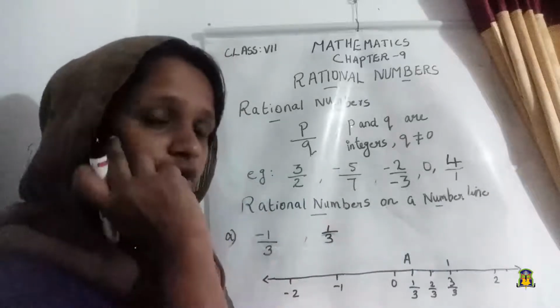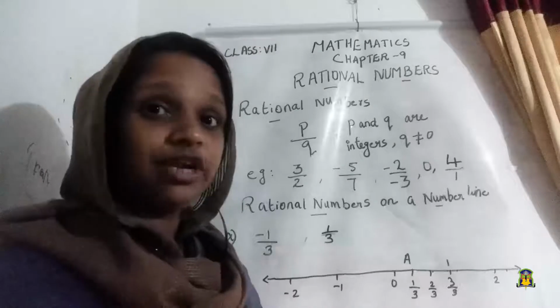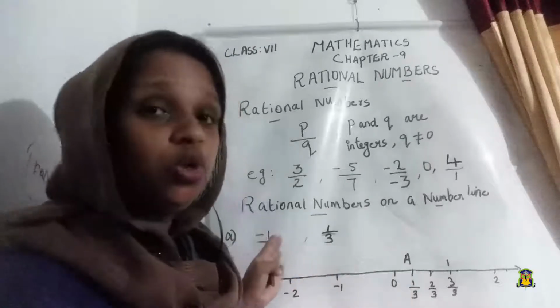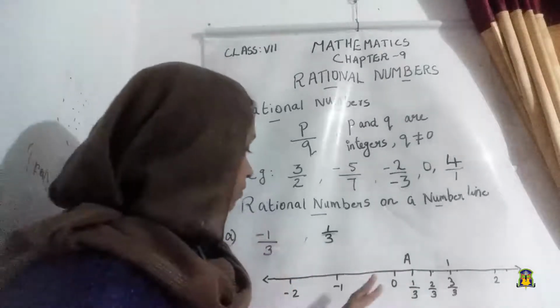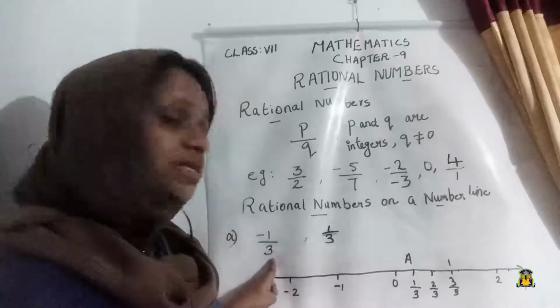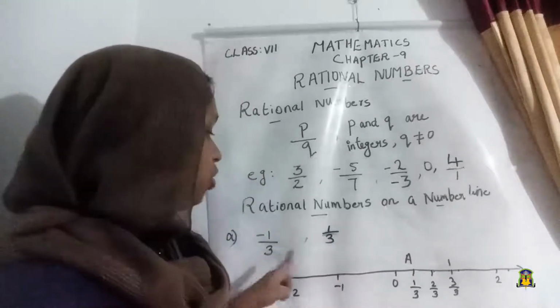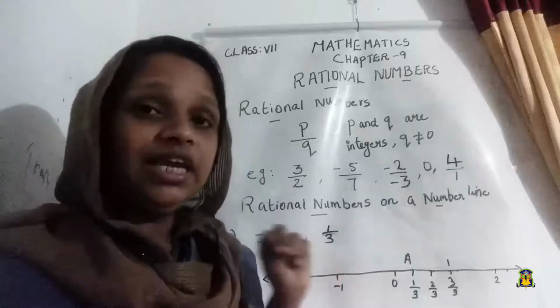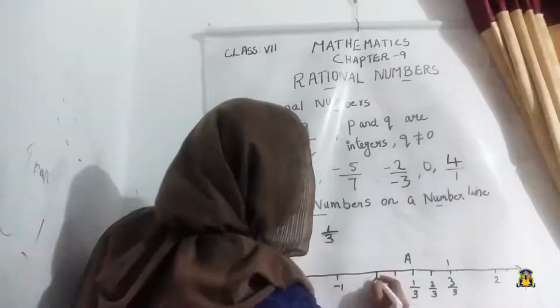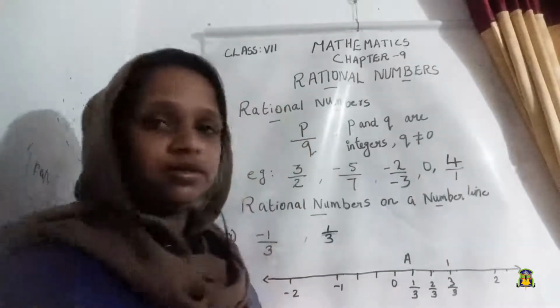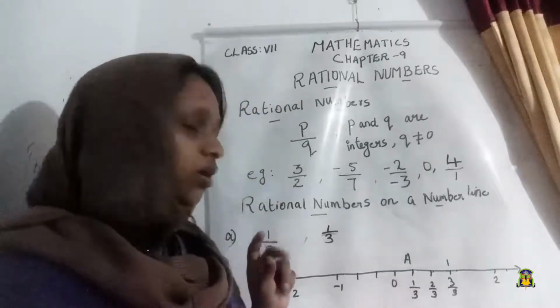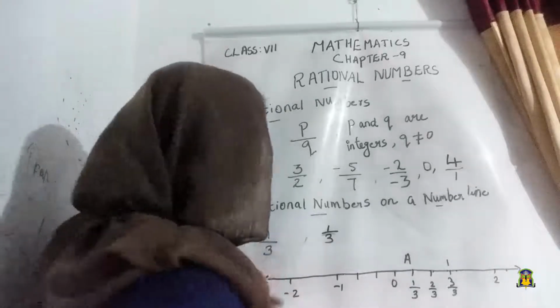Okay. Next you see negative 1 by 3. Negative 1 by 3 means it is a negative rational number. So we want to plot to the left side. Here also, see, the denominator is 3. So we want to divide it into 3 equal parts. That is 1, 2, 3 like this.